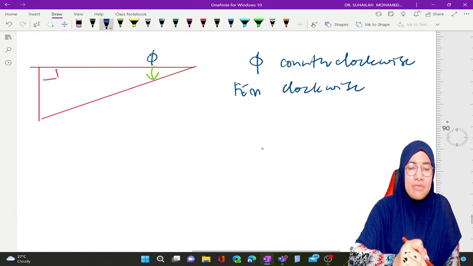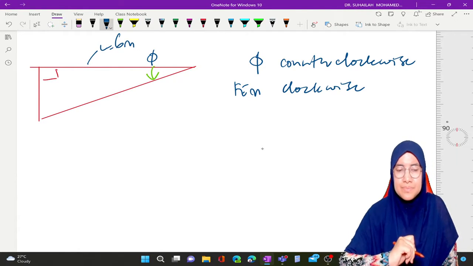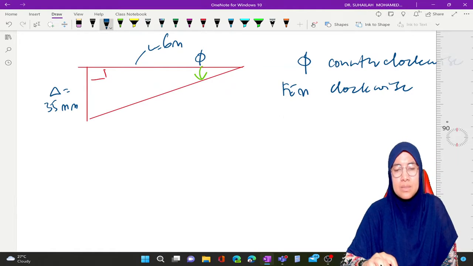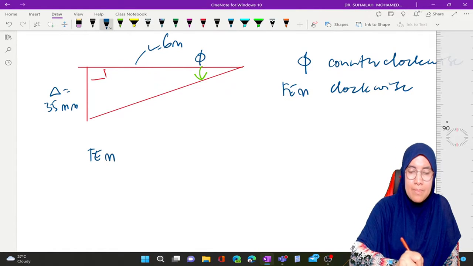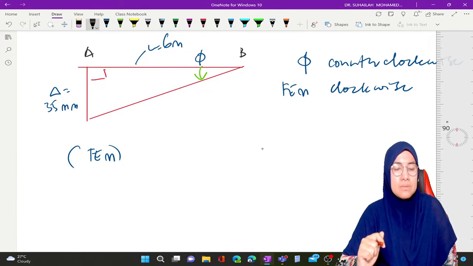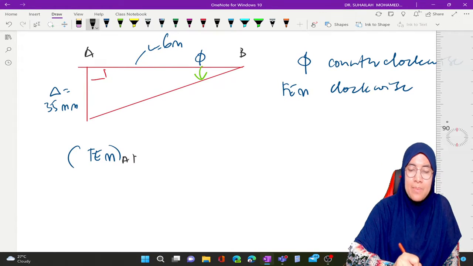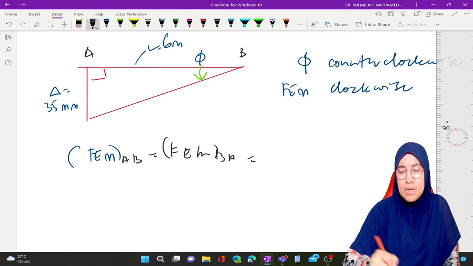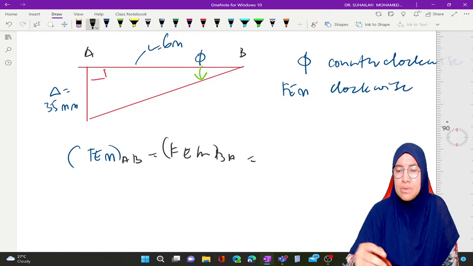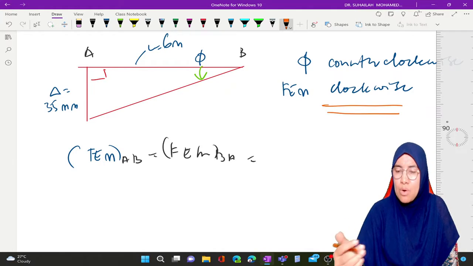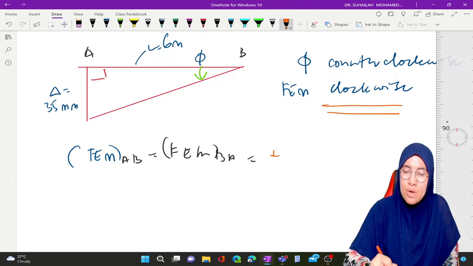Okay. So if this one is 6 meter and delta is 35, for example. So FEM, let's say this is AB. So we get FEM AB equal to FEM BA equal to FEM clockwise. So what we get is positive.